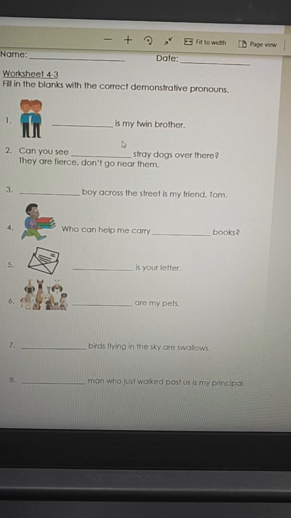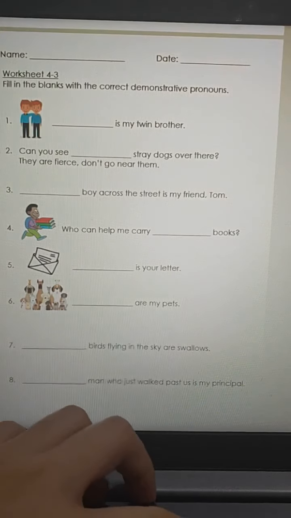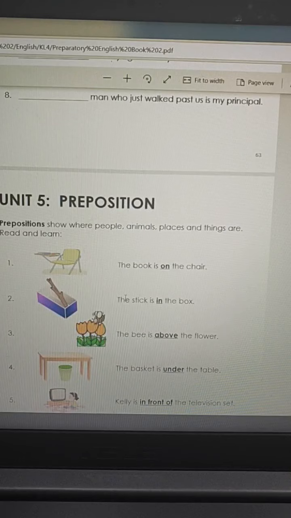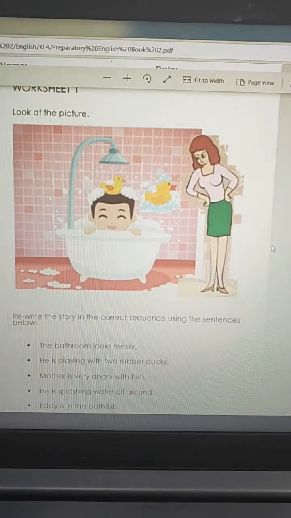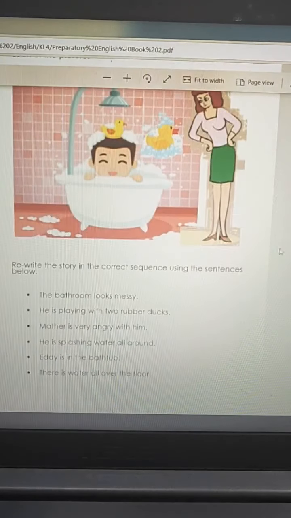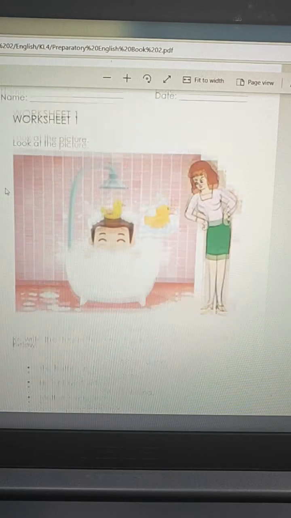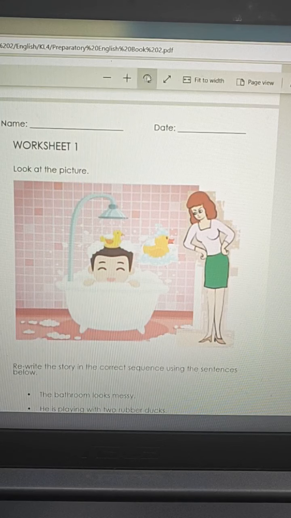T-H-O-S-E. Those. Okay, so you do the same for the following questions, and then mommy and daddy will take a picture of your homework for me to mark, and I'll see whether you get it correct or not. Okay, so after you're done with this green English book, I need you to turn to page 92. We are going to do comprehension. Okay, so turn to the back, turn to page 92. We have to do written expression now. So please write your name and the date first.